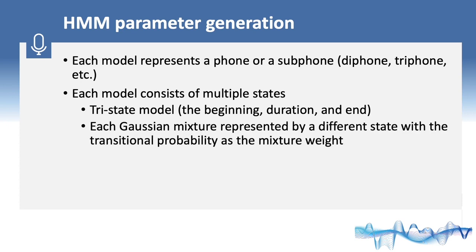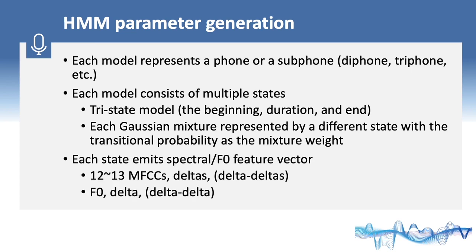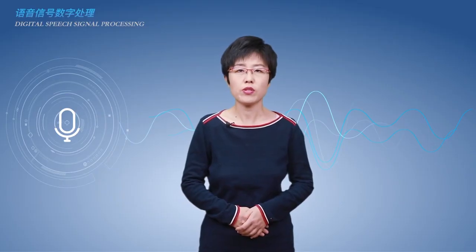Each Gaussian mixture is represented by a different state, with the transition probability as the mixture weight. Each state emits a spectral and F0 feature vector. In speech synthesis, the process of the HMM in speech recognition has to be reversed. Here, we give the word sequence and search for the optimal sequence of feature vectors.